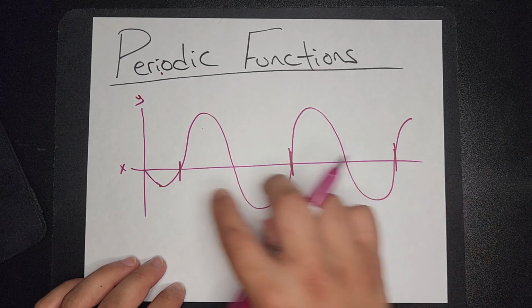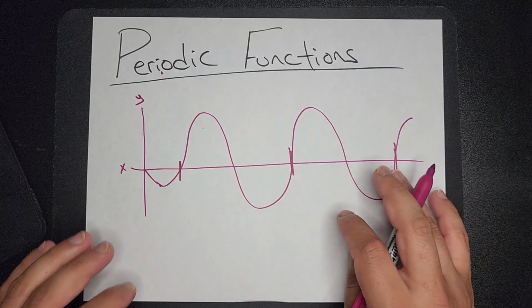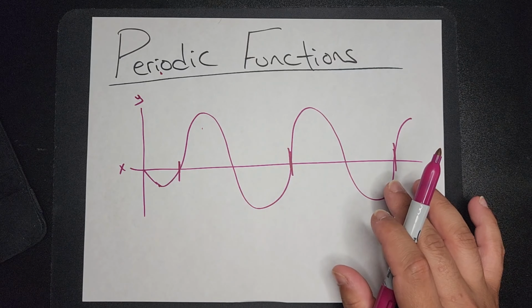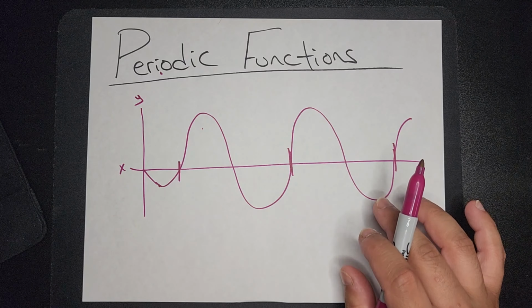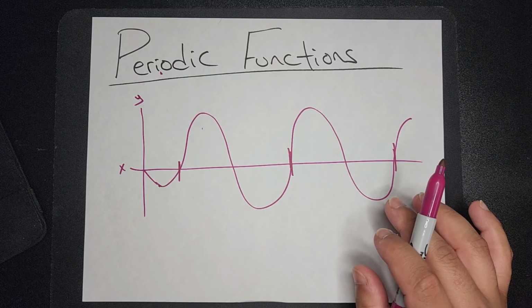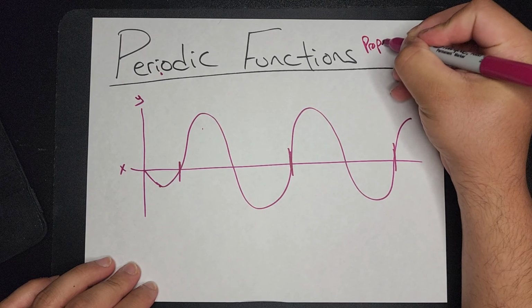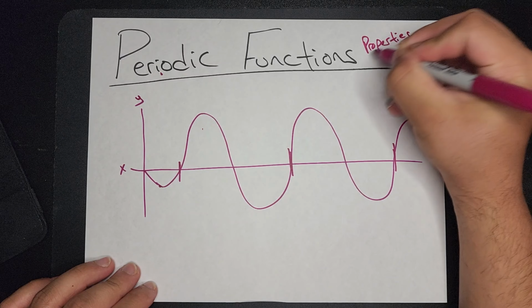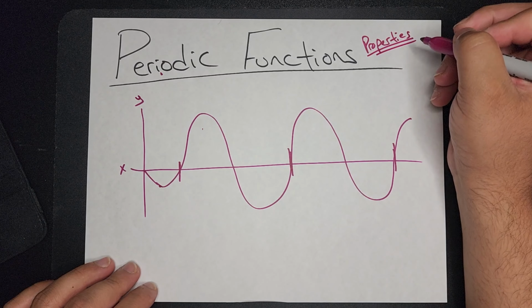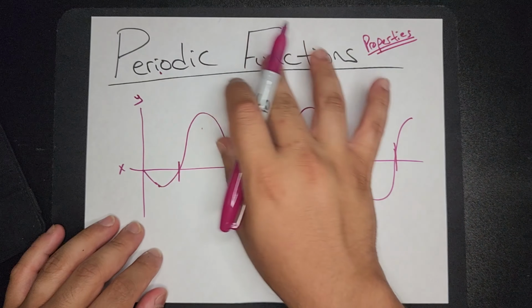So when you have a function like this that keeps on repeating itself, this is a periodic function, and there are so many different types of them that we can look at, and we're going to look at. But first, let's look at some of the properties.